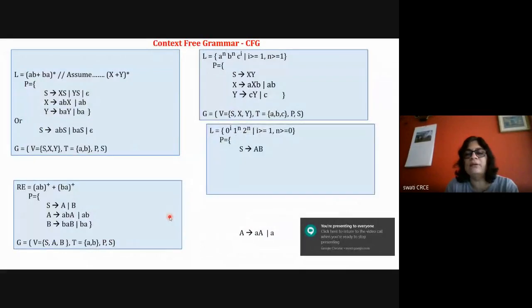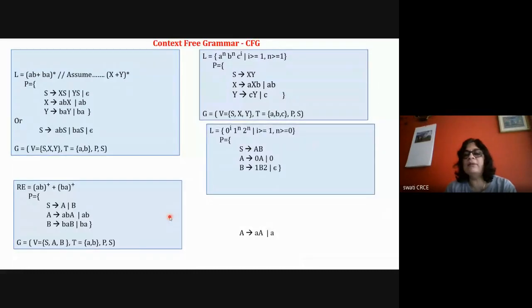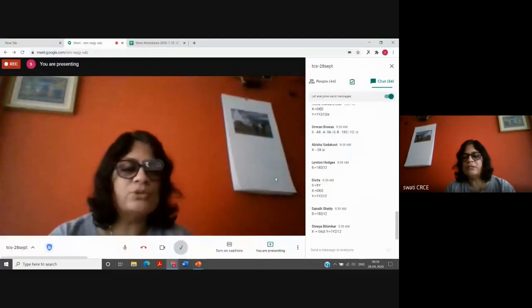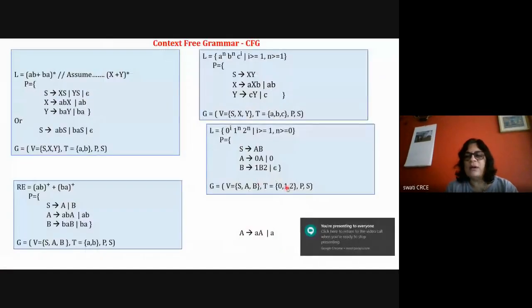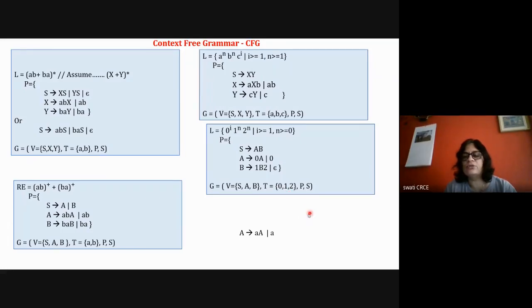S is equal to AB. A will be 0A or 0, and B will be 1B2 or epsilon, because n can be greater than or equal to 0. So whenever, you just have to look at 0 or 1, and if it is 0, then it can be epsilon. Okay, this is the answer. Many students have solved. And now you need to remember here, capital T is equal to 0, 1, 2. There are three symbols, 0, 1 and 2.